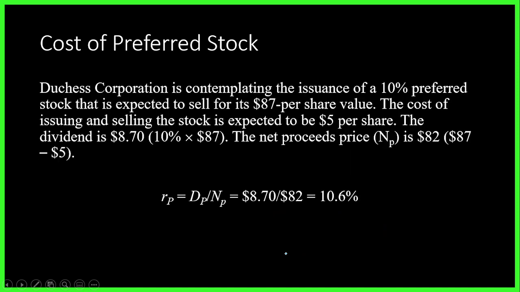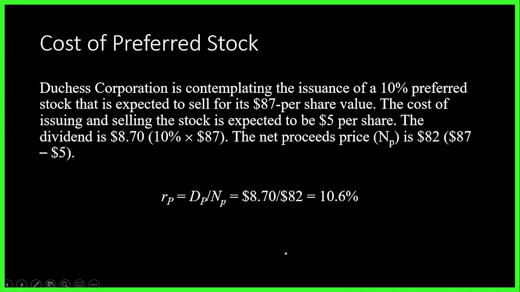Okay, so here's an example. It's already computed for you. Ayan, so if you have this 10% preferred stock and it's expected to sell at 87 per share, the cost of issuing and selling the stock will be 5. So what is now the dividend? That will be 10% times 87. Aba, minultiply siya sa expected selling price. Siguro, the expected selling price is the same as the par value.